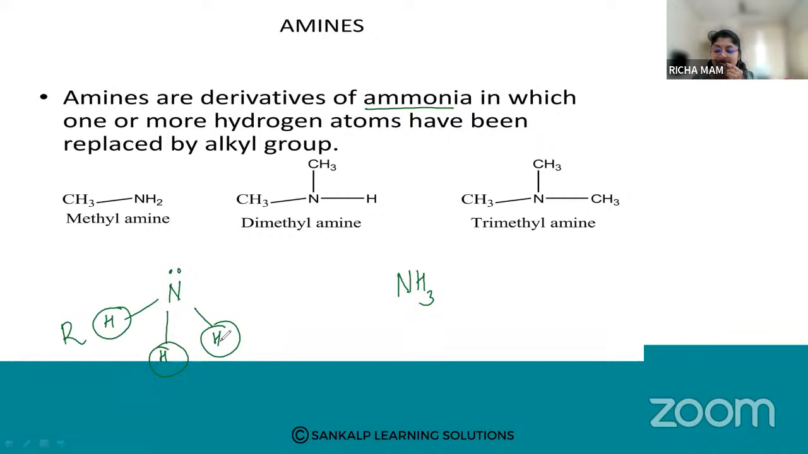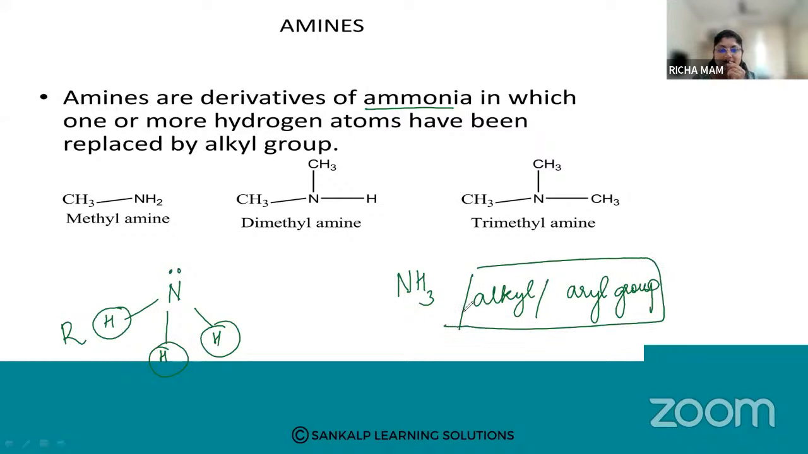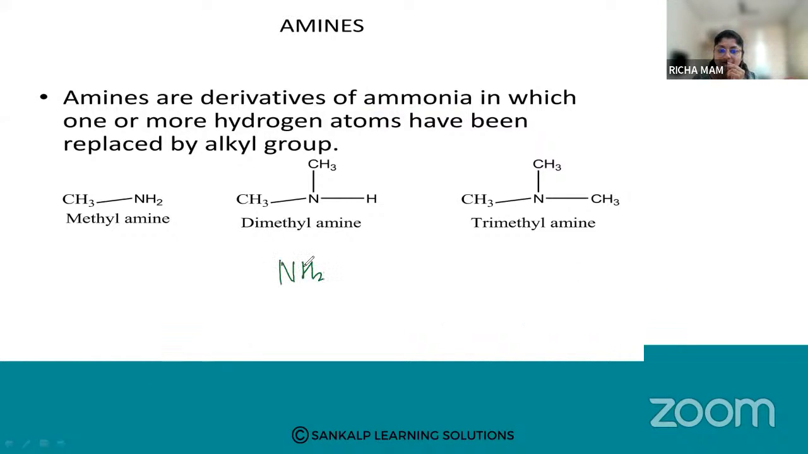These are the derivatives of ammonia in which one, two, or three hydrogen atoms are replaced by an alkyl or an aryl group. It is replaced by an alkyl or an aryl group. Is it clear? Yes. So they are derived from ammonia.